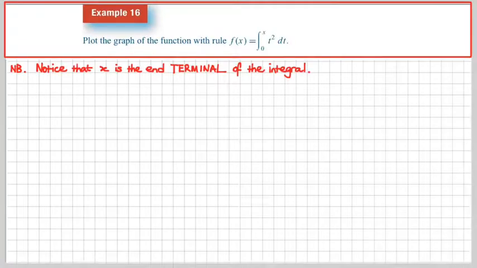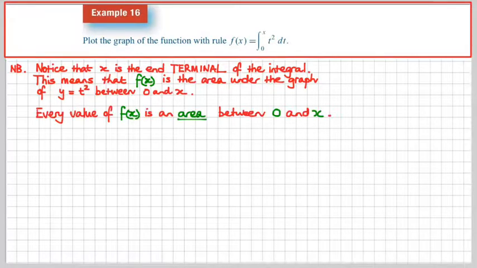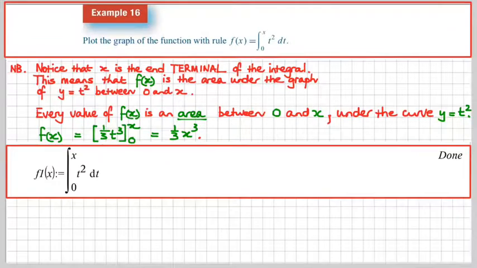So yes, x is the terminal of the integral. This means that f of x is the area under the graph of y equals t squared between 0 and x, and every value of f of x is an area between 0 and x, so it's very, very processor hungry. So there we go, f of x equals that, which comes to, yes, that's the thing. I've added this, that's what it actually is, but we weren't asked for that, but I just wanted to show you. This is what I've put into my graph calculator screen, and it's given me a done, everything's good.